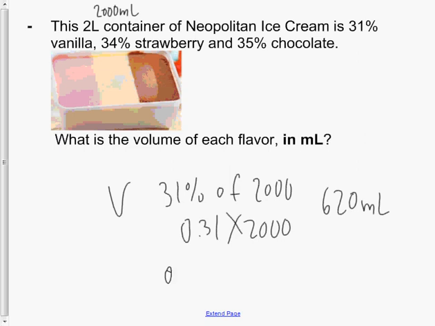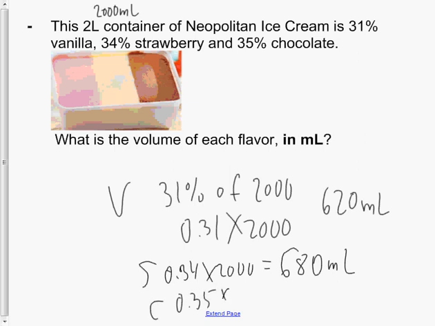Likewise, I can do that with strawberry, which is 680 milliliters. And the last one would be chocolate, which is 0.35 times 2,000, or 35% of 2,000, which is 700 milliliters. And we'll know that's right if we added all three of these together. We get 2,000 milliliters, or 2 liters.